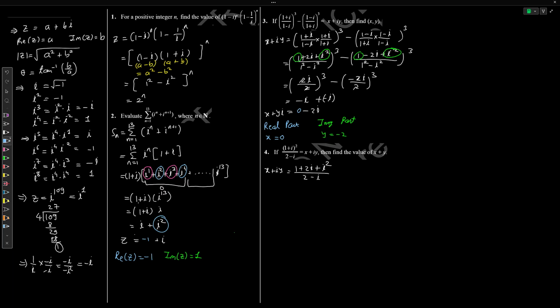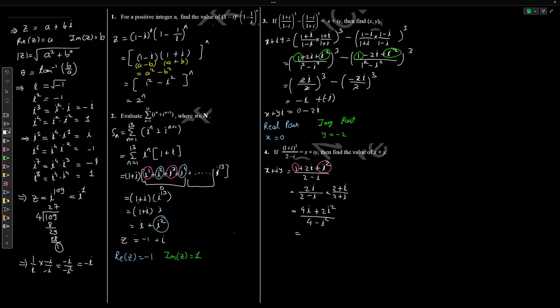Now, what else to do? 1 and i square cancel out. So only the remaining term in numerator is 2i. Now what? Very good. Multiply and divide by the conjugate of denominator, which is 2 plus i. Let's multiply. 2i times 2 is 4i, 2i square upon 4 minus i square. Okay, now simplify.